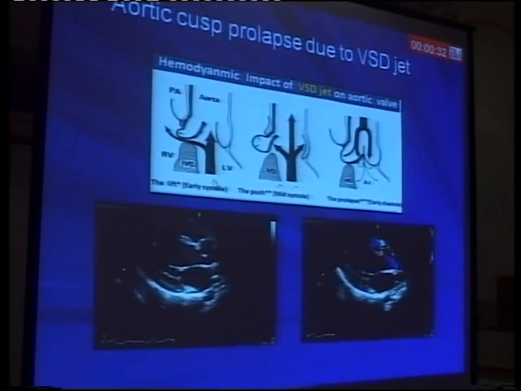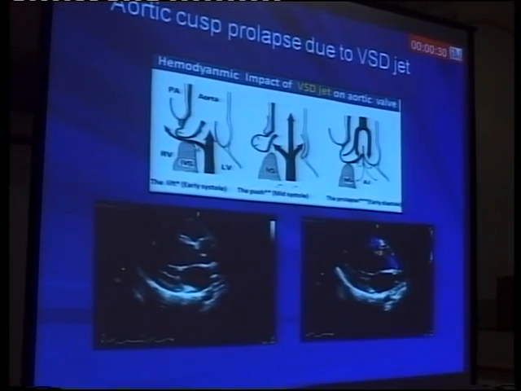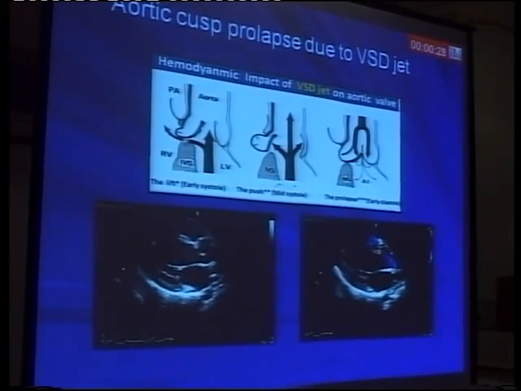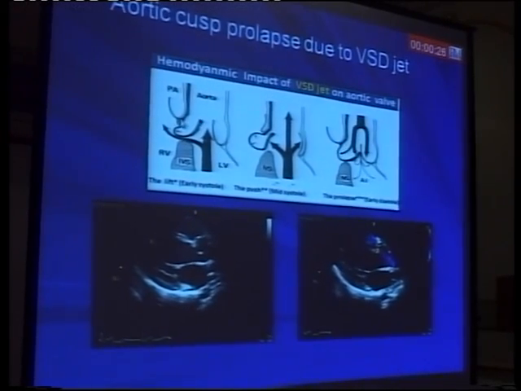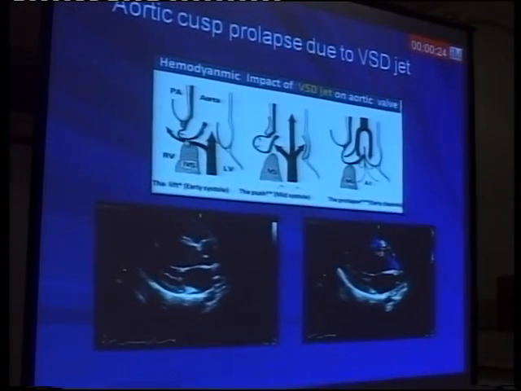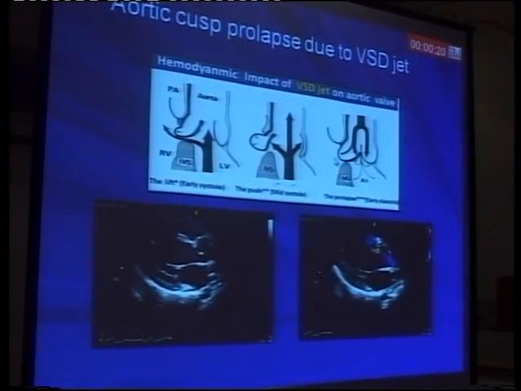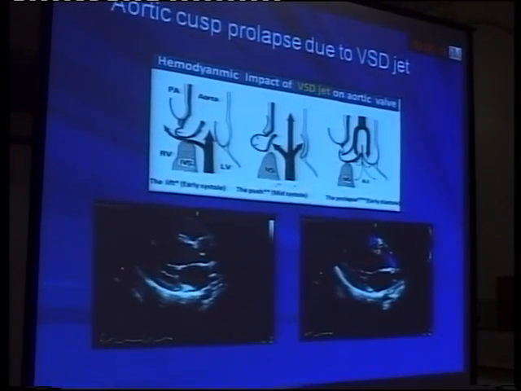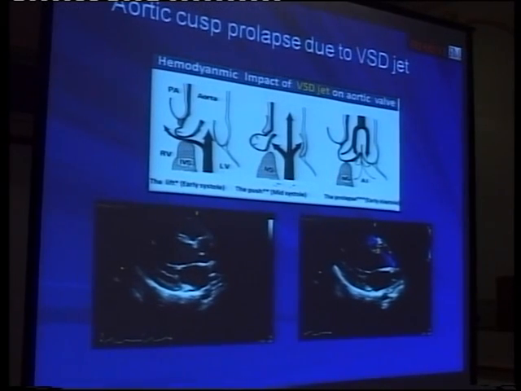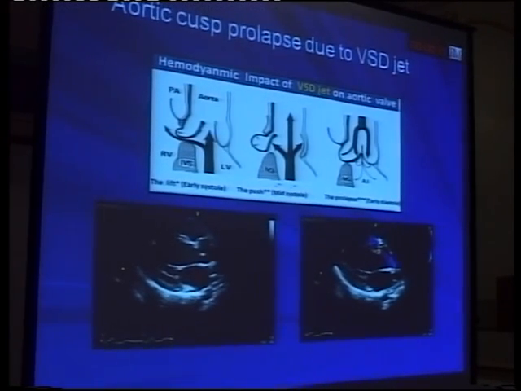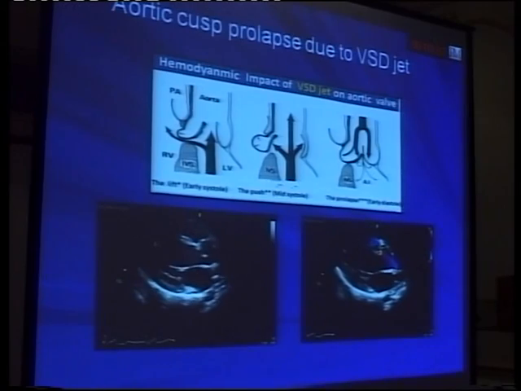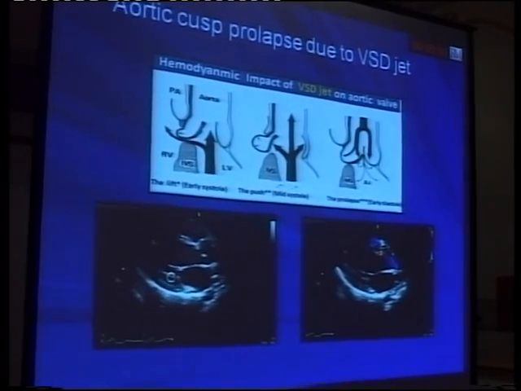Anyway, another indication to close a VSD is if I develop aortic cusp prolapse. How does it happen? If there is shunting from LV to RV, sometimes it sucks the right coronary cusp, most of the time. Then eventually it pushes it, and with every diastole it pushes it again. If this cusp continues to protrude into the right ventricle, we call this prolapsing of the coronary cusp, and that's an immediate indication in some centers to close the VSD.